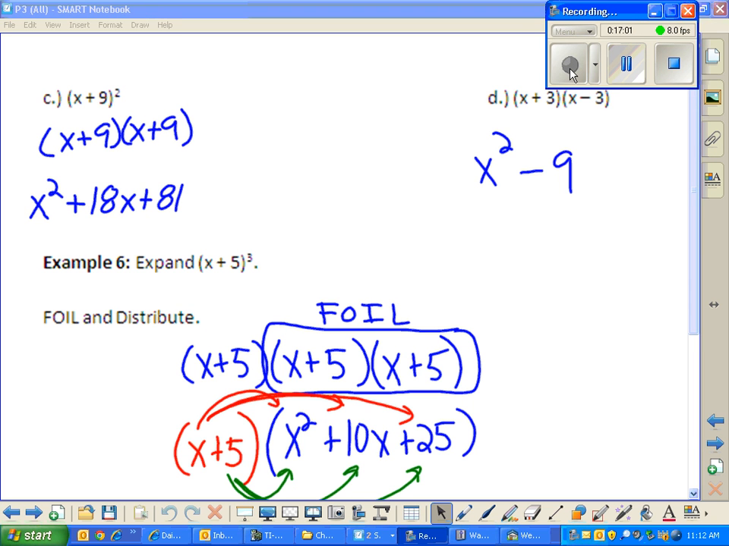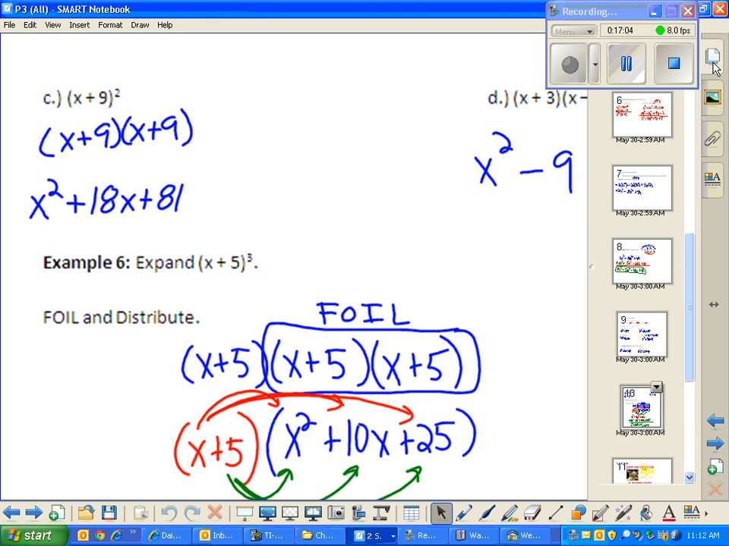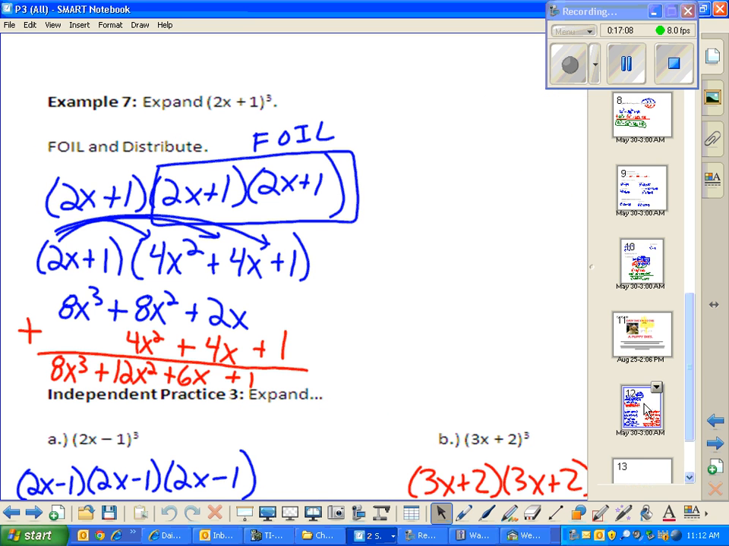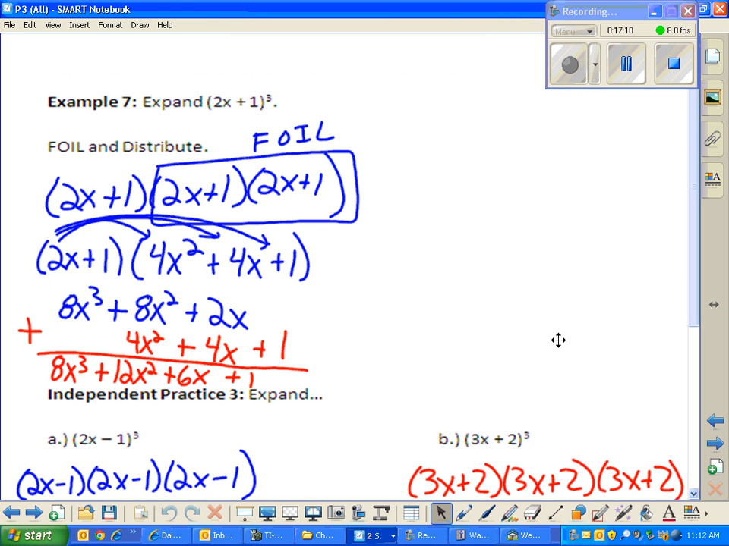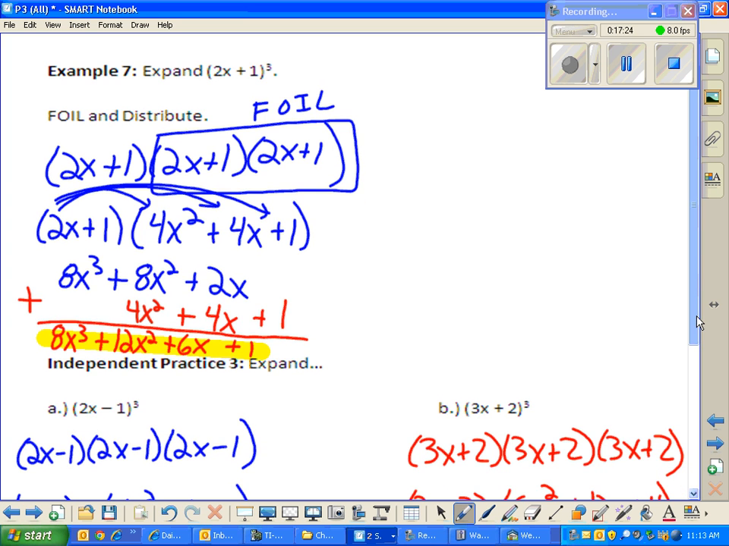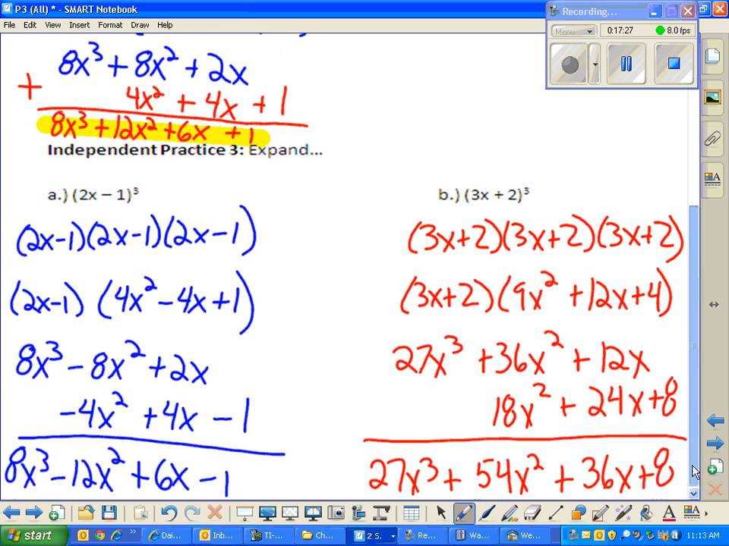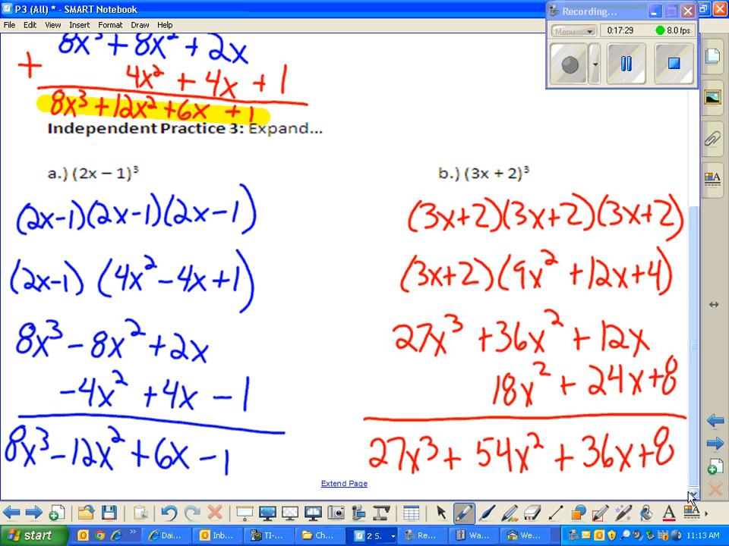All right, so last couple of examples and independent practice problems. I just wanted to show those to you real quick. Example 7. Final answer, I'll highlight it for you. It's right there. Hopefully, if you did the problems correctly, you got 8x to the third plus 12x squared plus 6x plus 1. Questions about that?